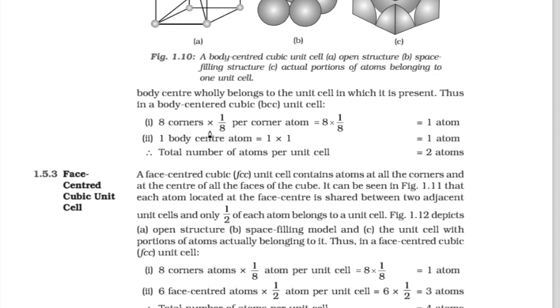So, 8 corners multiplied by 1 by 8 per corner atom, that is 1 atom. As we know, 1 atom is present at the center of the unit cell. So, 1 body center atom is equal to 1 multiplied by 1, that is 1 atom. Total number of atoms per unit cell: the total number of atoms present in a body centered unit cell will be equal to 2. Very important one.